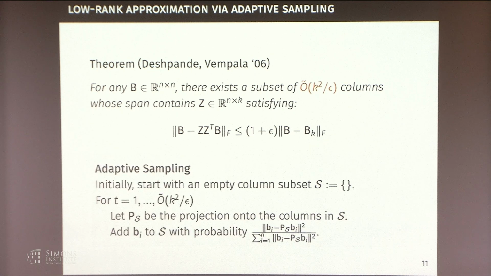And further, I can find this span of a few columns really efficiently. Basically, I'm going to use a very simple approach. I'm trying to find columns that span my matrix. I'm going to start with no columns. In every step, for all my remaining columns, I project off what I've already covered, the columns that I've already selected, and then select by the remaining norm. Select by the norm of column B_i minus its projection off the subspace that I've already selected. So I keep trying to collect columns that I haven't sampled yet that are not covered by my subset. So I sample by these probabilities.